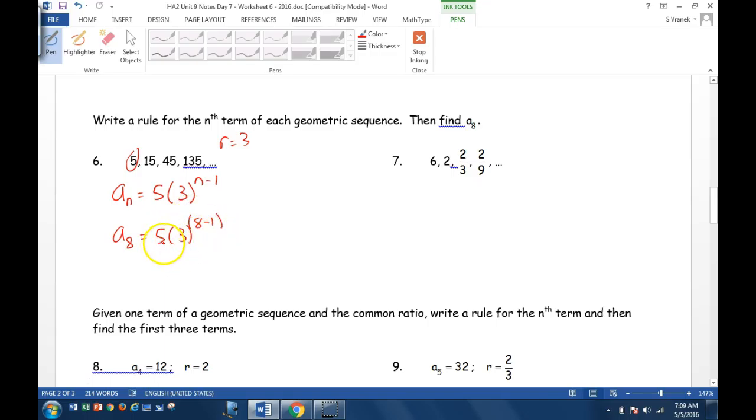So 3 to the 7th times 5, you get the 8th term is 10,935. All right.